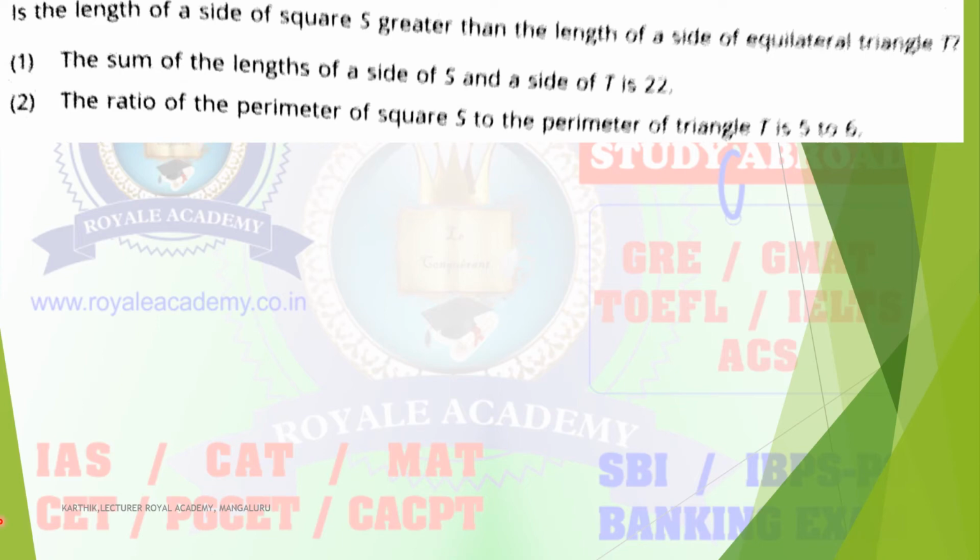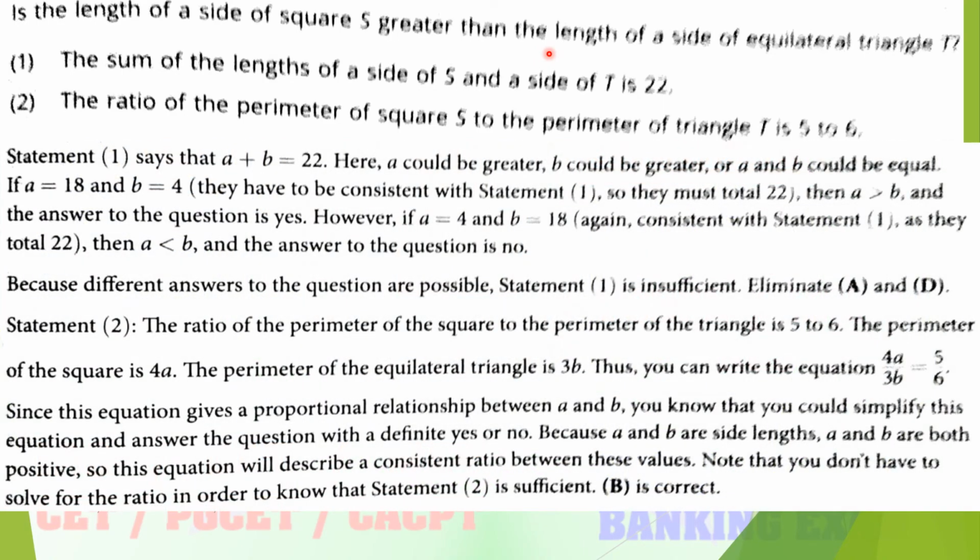Okay, so the options are like this: the first statement alone, the second statement alone, both statements together, each statement alone, and none of the above. So here, what is asked is whether the side of square S is greater than the side of equilateral triangle T. For a square, how many sides? 4 sides. For an equilateral triangle, how many sides? 3 sides. Okay, so which side is greater? Statement 1 tells what? The sum of the lengths of a side S and a side T is equal to 22.